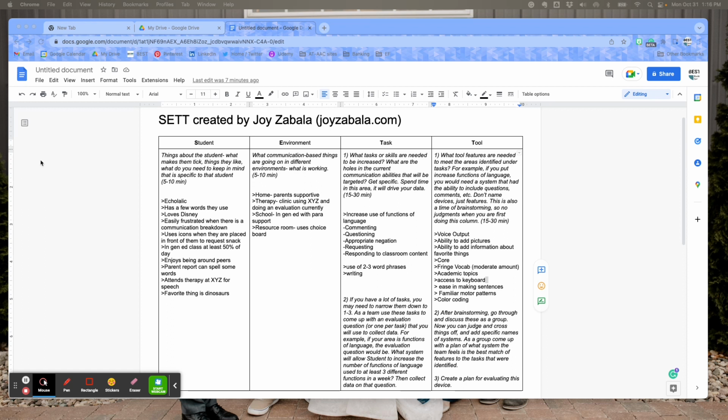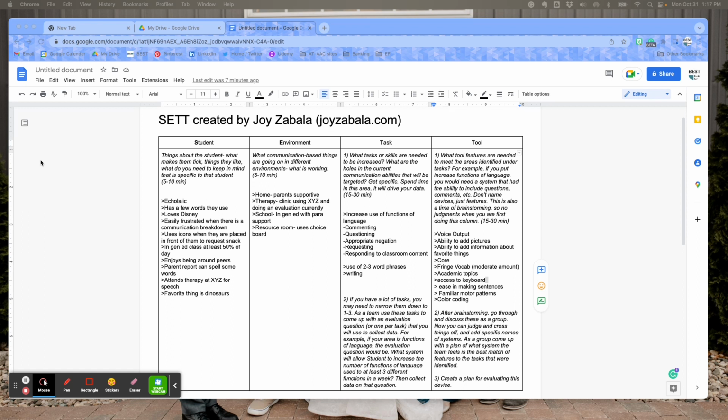Then the bulk of your time is going to be spent on tasks and tools. Tasks I also talk about as being skills. So, what are the tasks or skills that need to be increased? In the situation of many of the students who need AAC devices, they already have maybe abilities to request, but really one of the things we're wanting to do is increase their functions of language. So, we want them to use communication for more than just being a requester.